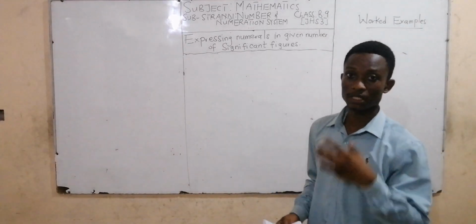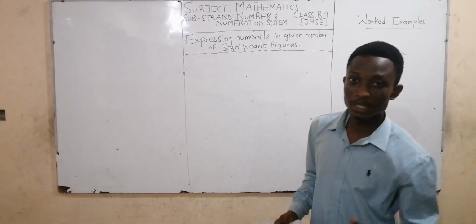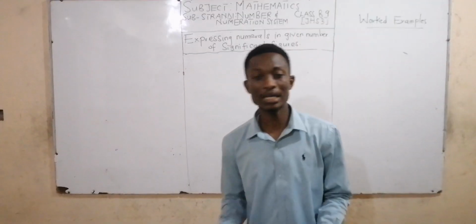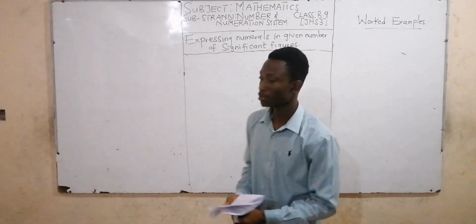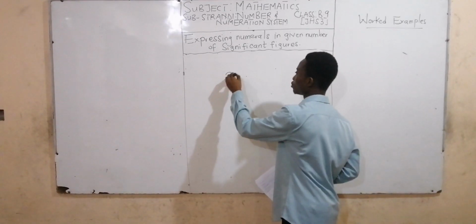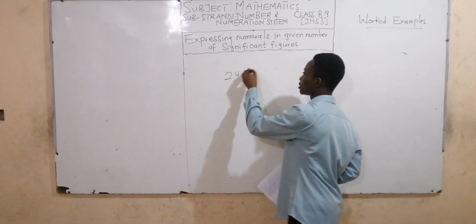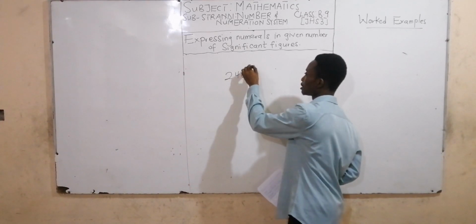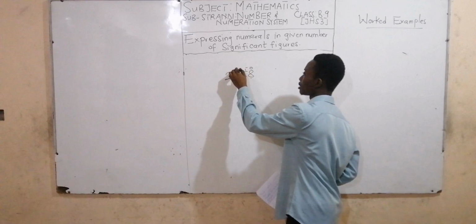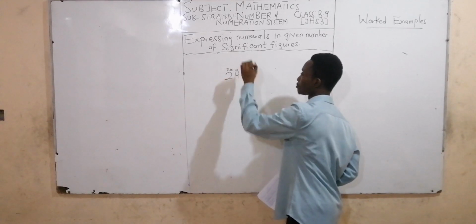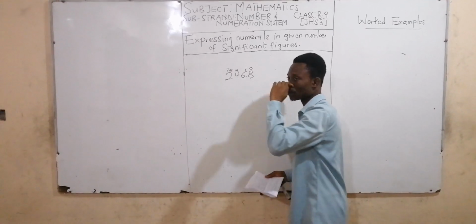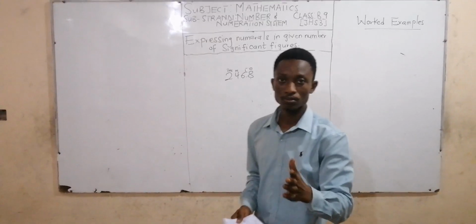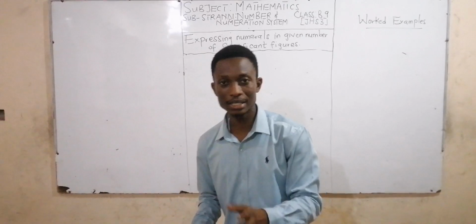Now what are significant figures? When you take any number, the place of that number is very important, the place of every digit. So for example, 2, 4, 6, 8. The place of this 8 is ones, then tens, hundreds, and thousands. Now, the place of 2 is thousands. So 2 has a role, a significance.